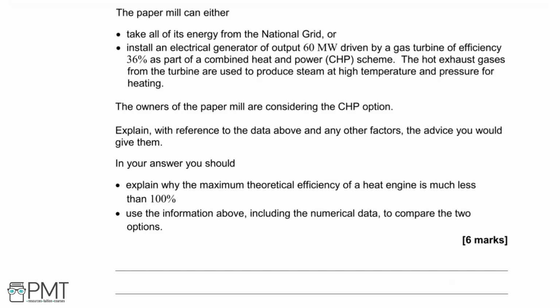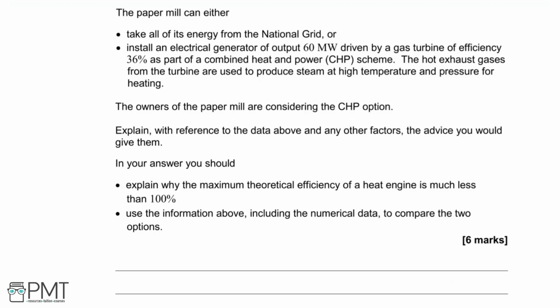CHP scheme. The hot exhaust gases from the turbine are used to produce steam at high temperature and pressure for heating. The owners of the paper mill are considering the CHP option. Explain with reference to the data above and any other factors the advice you would give them. In your answer, you should firstly, explain why the maximum theoretical efficiency of a heat engine is much less than 100%. And secondly, use the information above, including the numerical data, to compare the two options.